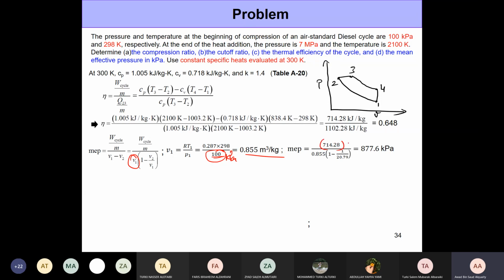So this is the value that we have from the calculation of thermal efficiency, the specific volume, and the compression ratio. So this comes out to be 877.6 kilopascal. And we leave it in kilopascal because here the question says we want the mean effective pressure in kilopascal. If it said bar, we would need to divide it by 100 and convert it.